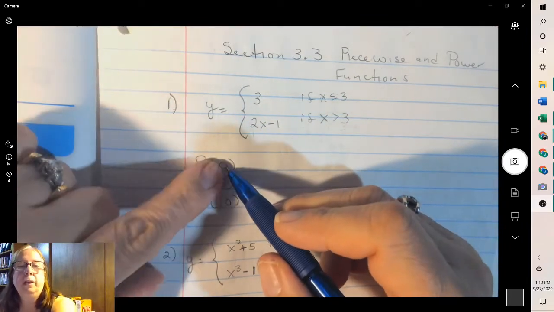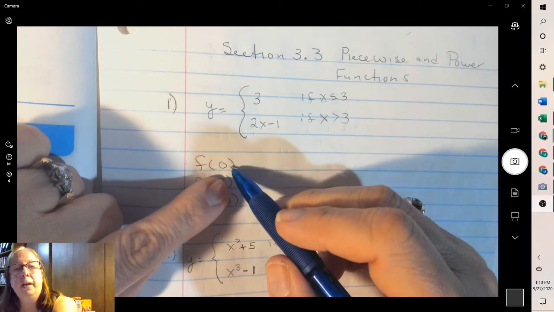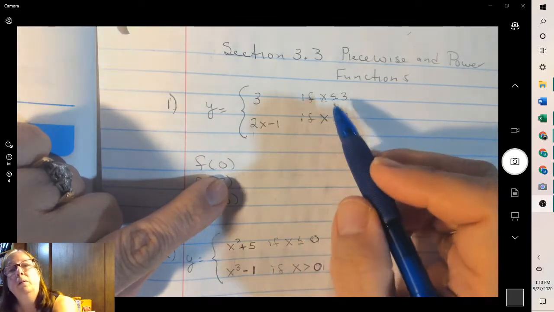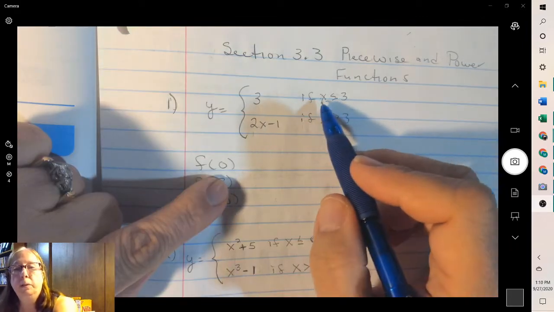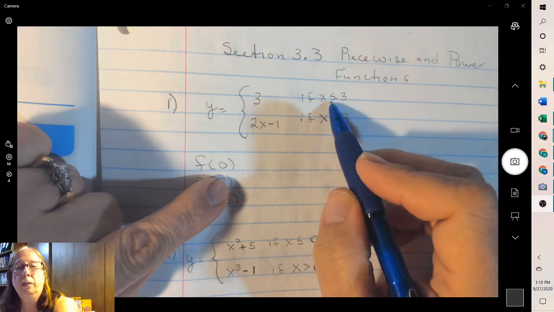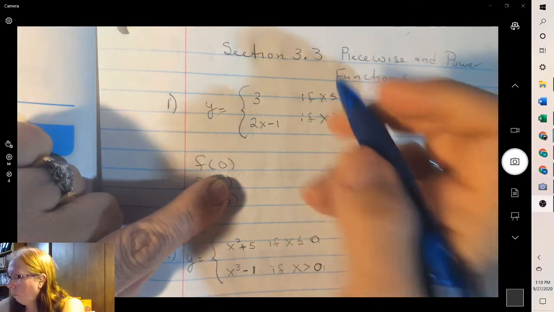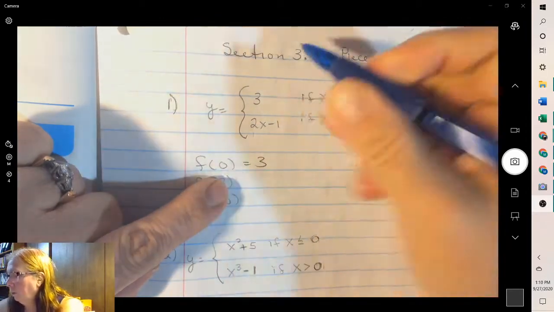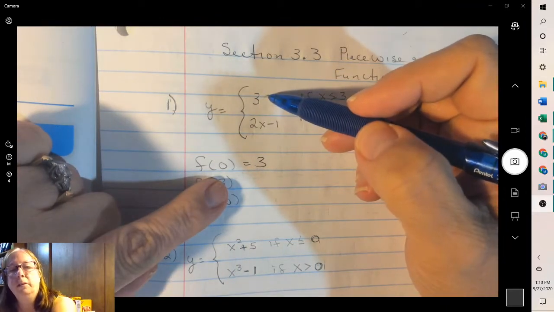So the first thing we look at is 0, because that's f of x. X is 0. Well, 0 would fall into this one because 0 is less than or equal to 3. It's not greater than 3. So our answer is 3. When it equals just a value, it's a constant.